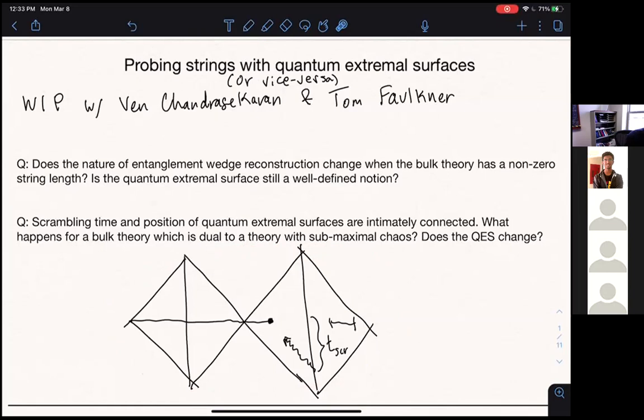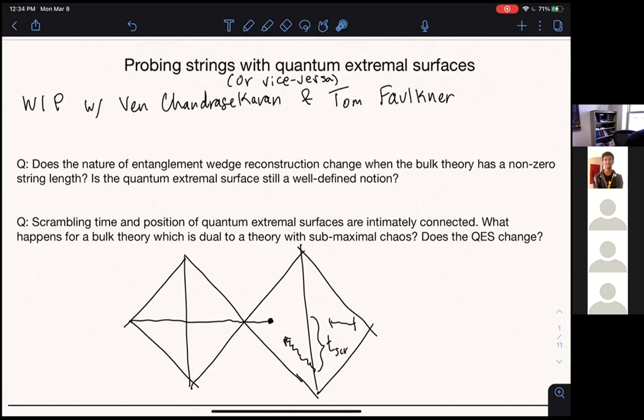In particular, I have this picture here, which I'll explain better. The rough idea is that this dot represents the quantum extremal surface for some boundary region. And there's this idea of entanglement wedge reconstruction, which is that you can reconstruct everything bounded by the quantum extremal surface, or to one side of it. And this idea is key for understanding the Page curve.